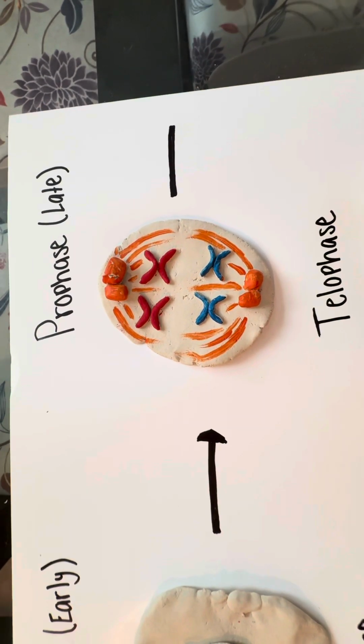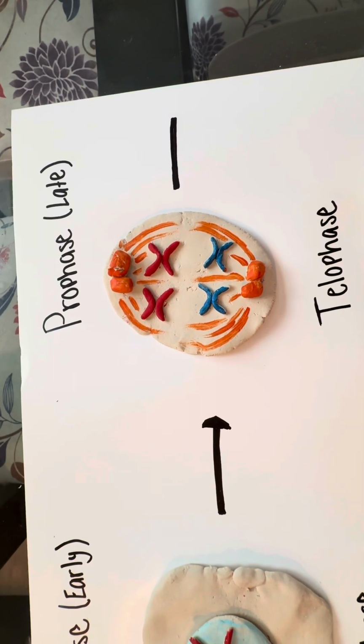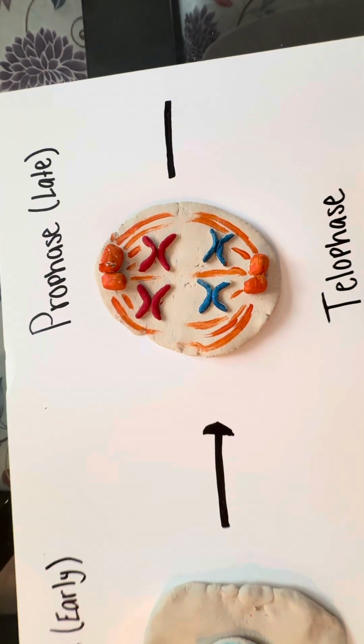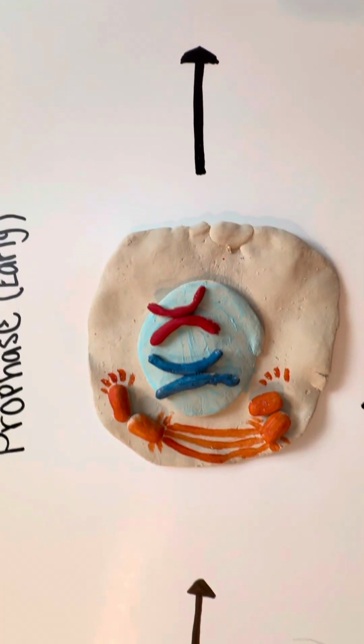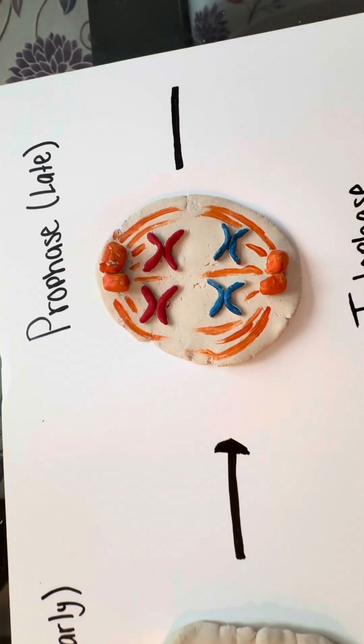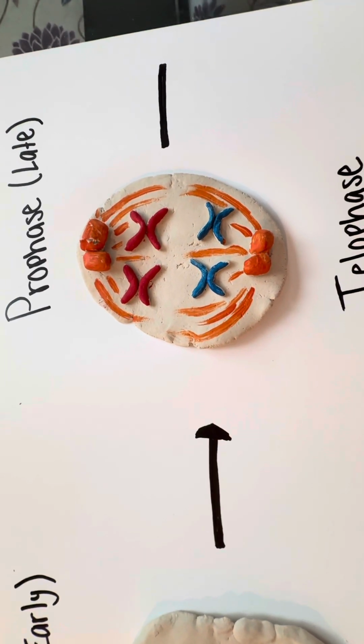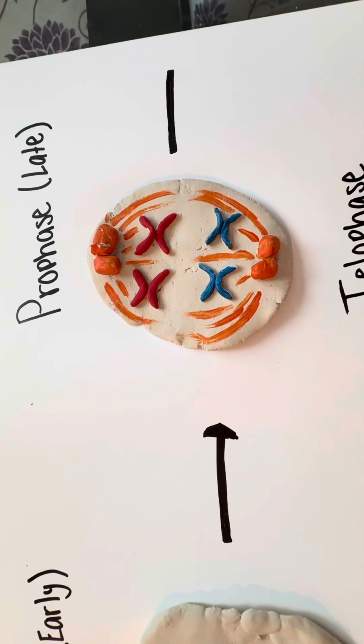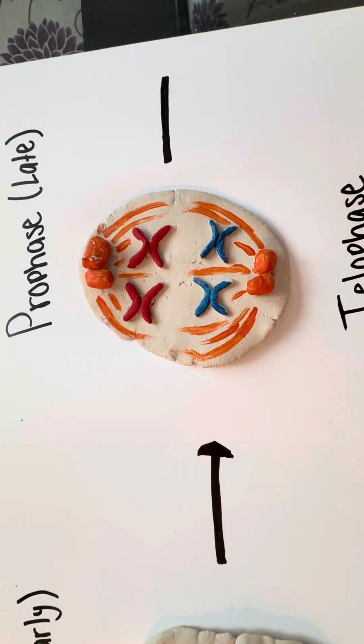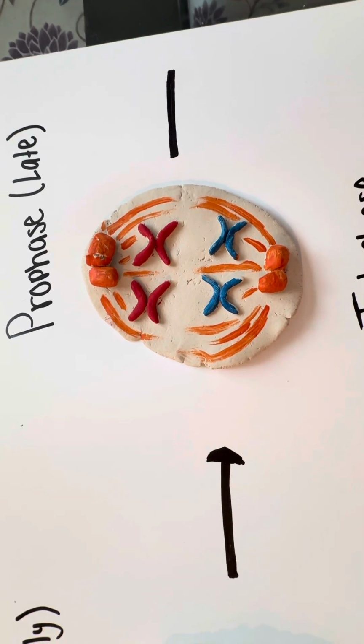By the late prophase, the chromosomes are fully condensed and the nuclear envelope has broken down. As you can see, there's no longer the blue nucleus. And the spindle fibers are now extended across the cell and begin attaching to chromosomes at their centromeres.